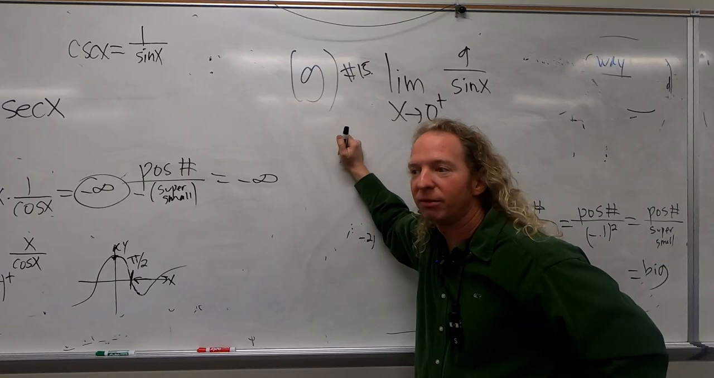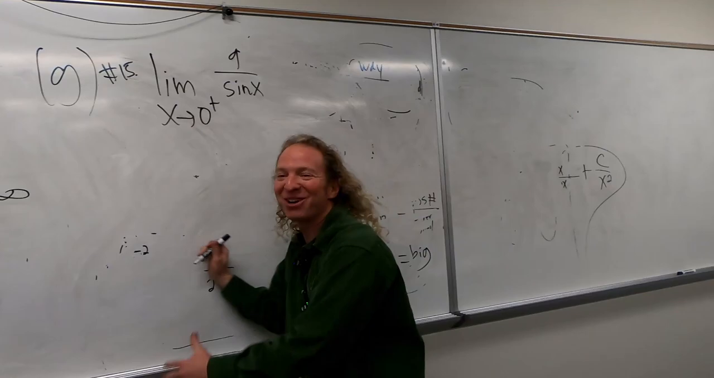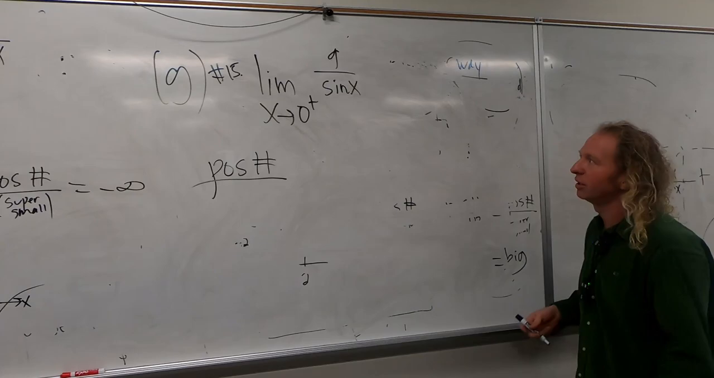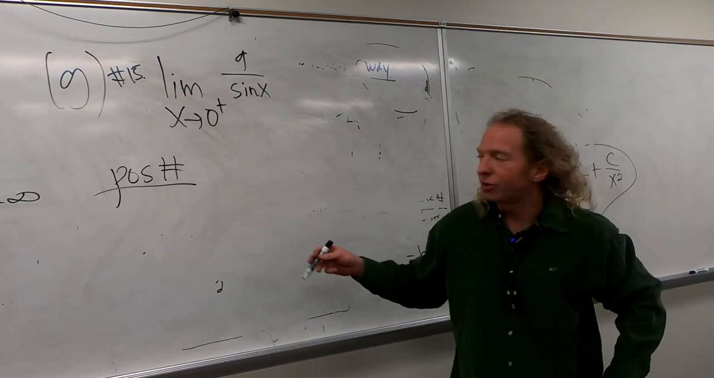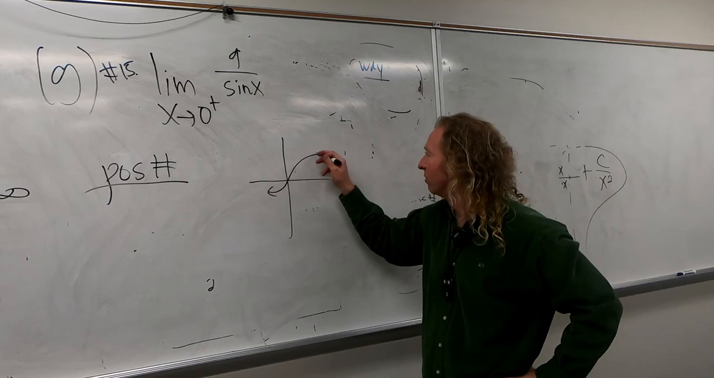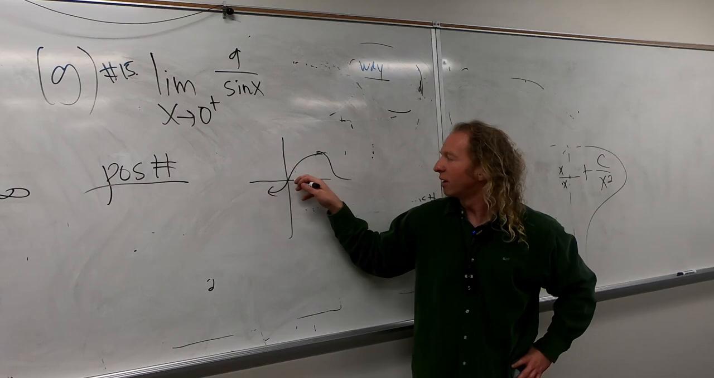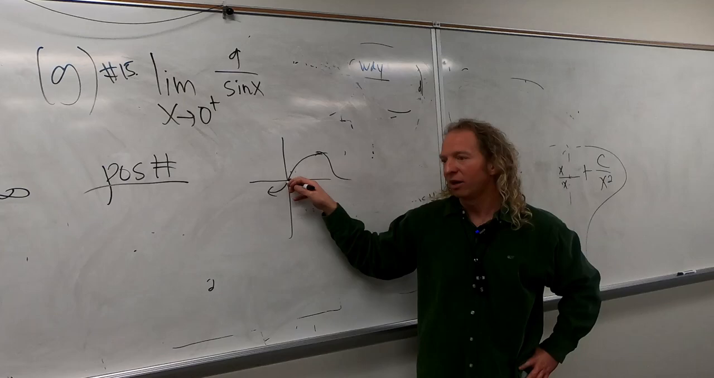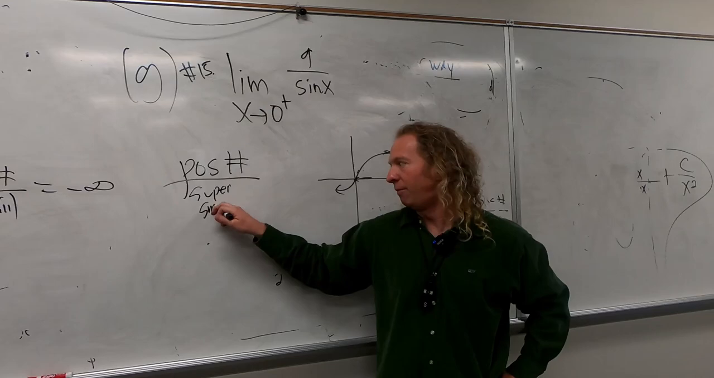So up top, we have a positive number, right? So that's easy. This one's not as hard as the secant one. And then we have to think about sine on the bottom. Sine of 0 is 0. So let's draw the graph of sine. So it looks like this, and it keeps going. That's a terrible graph, but yeah. So here's 0. So we're approaching from the right. So the y values, when we approach from the right, will they be positive or will they be negative? Positive, right? Because they're up here. So it'll be super small and positive. So it's just infinity.